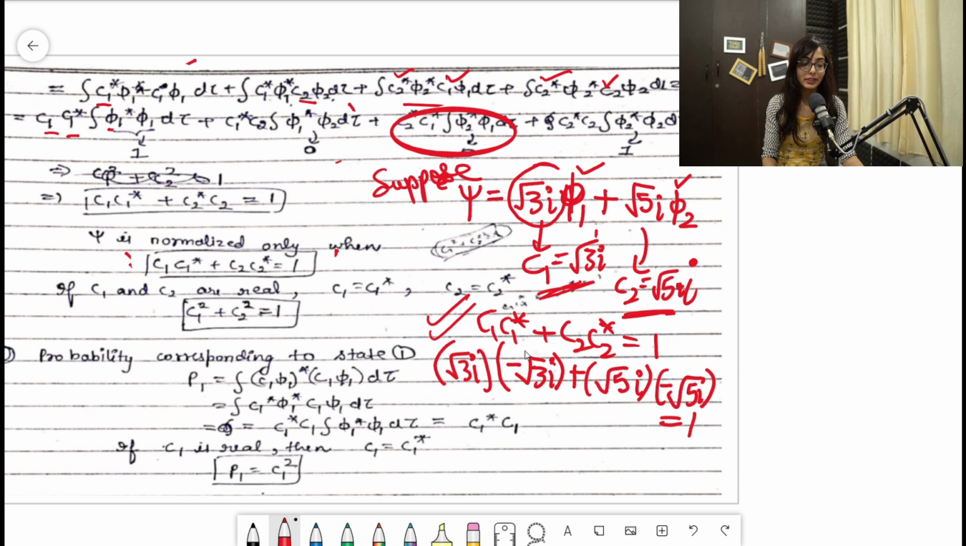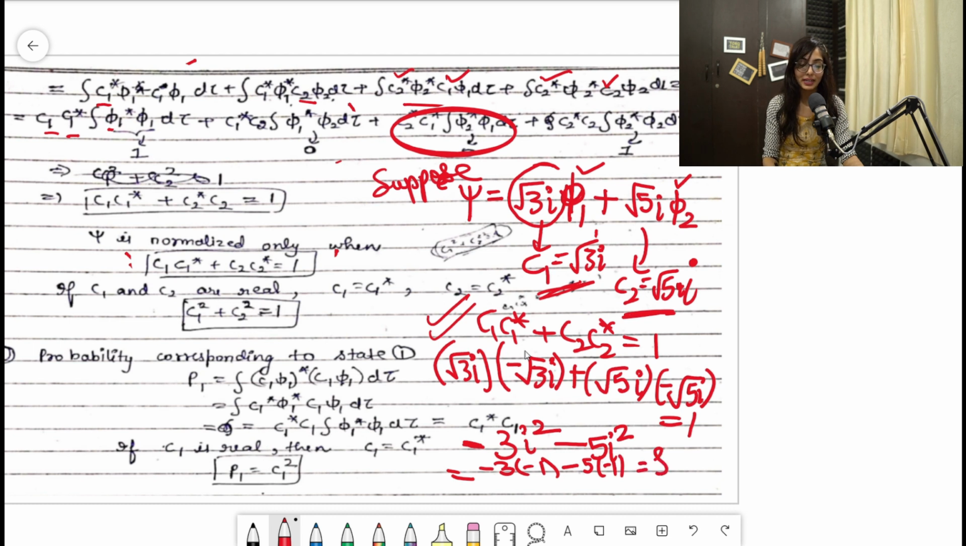Suppose it is not coming equal to 1, but it should be equal to 1. Now you will calculate this: root 3 into root 3i will become minus 3i square, and here it is again minus 5i square. Clear? When you calculate it, you know that i square is minus 1, so minus i square is plus 1 each. So it is plus 3 plus 5, that will become 8. Fine. So now you can see it is not equal to 1. So what will you do? Whatever answer is coming, your answer is coming 8.